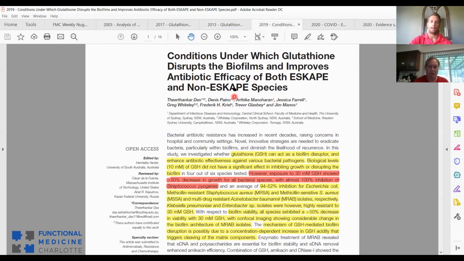This study looks at how glutathione is a biofilm disruptor and improves antibiotic efficacy. So if you have an infection, what this study found is that glutathione works to help antibiotics be more effective at clearing the infection. How? Many microbes can make what are called biofilms. And biofilms I picture as an igloo that they build to hide under so that they're not detected by the immune system or by our testing methods.